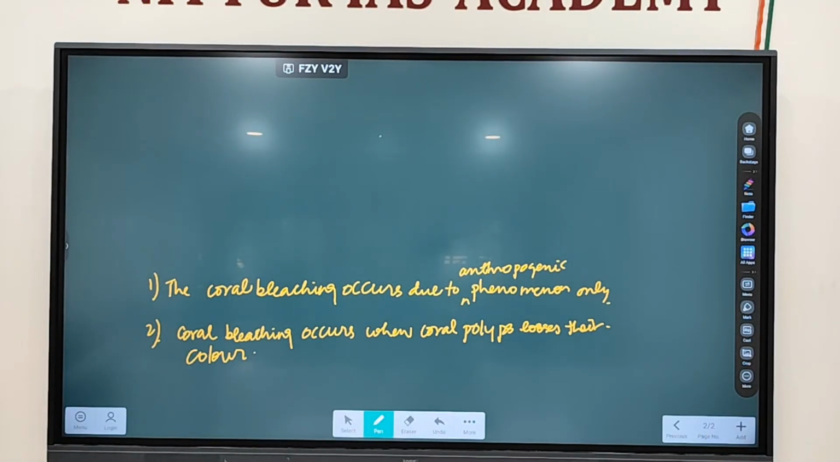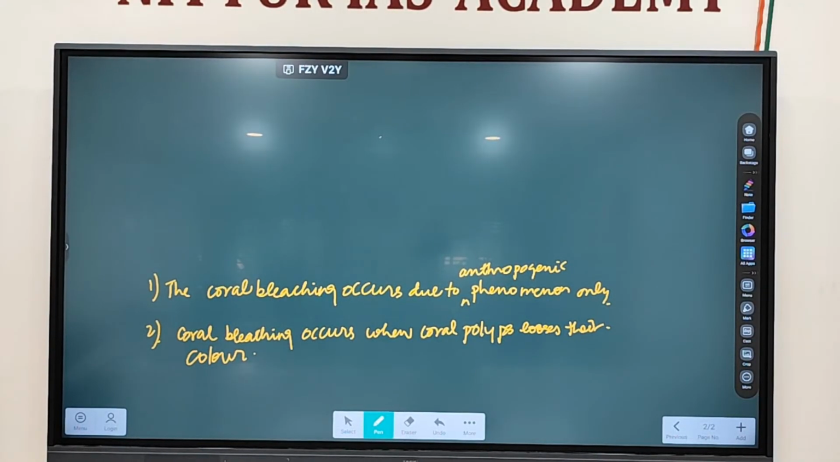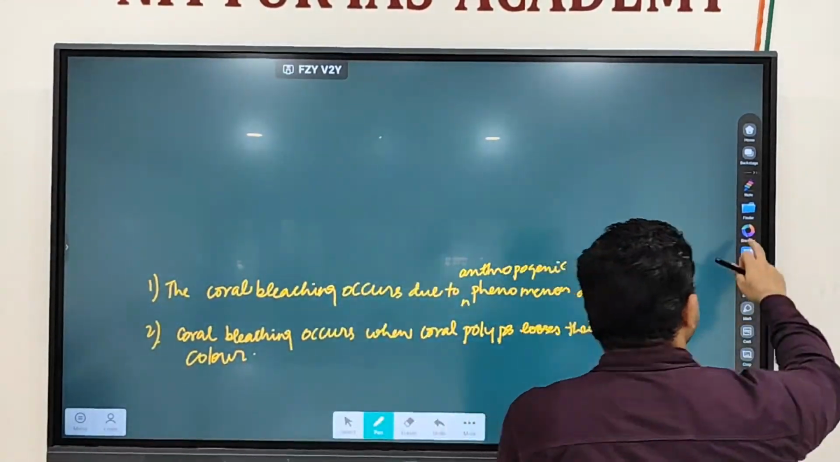Because of algae. So coral bleaching occurs when algae get detached from the coral polyps, and because of which coral polyps do not get any colors. So that is wrong. Both statements are wrong. Like this, you can get a question in the examinations. Fine.